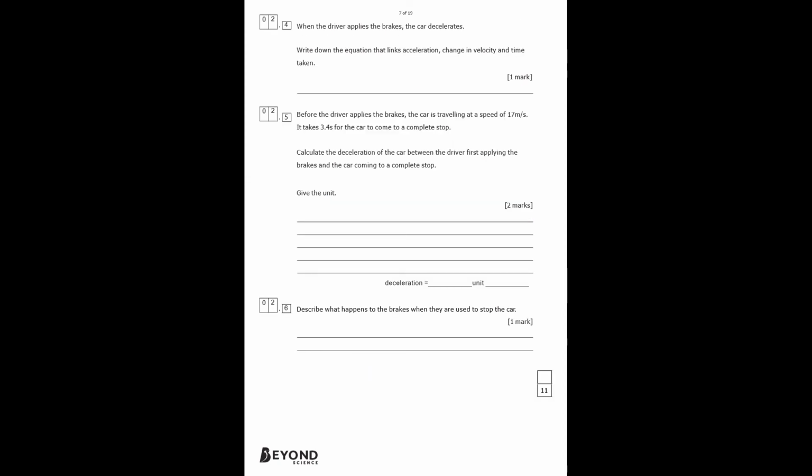2.4. When the driver applies the brakes, the car decelerates. Write down the equation that links acceleration, change in velocity, and time taken. Another one we have to learn. Acceleration equals change in velocity divided by time taken. For short, we write a equals v minus u over t, or a equals delta v, change in velocity, over time.